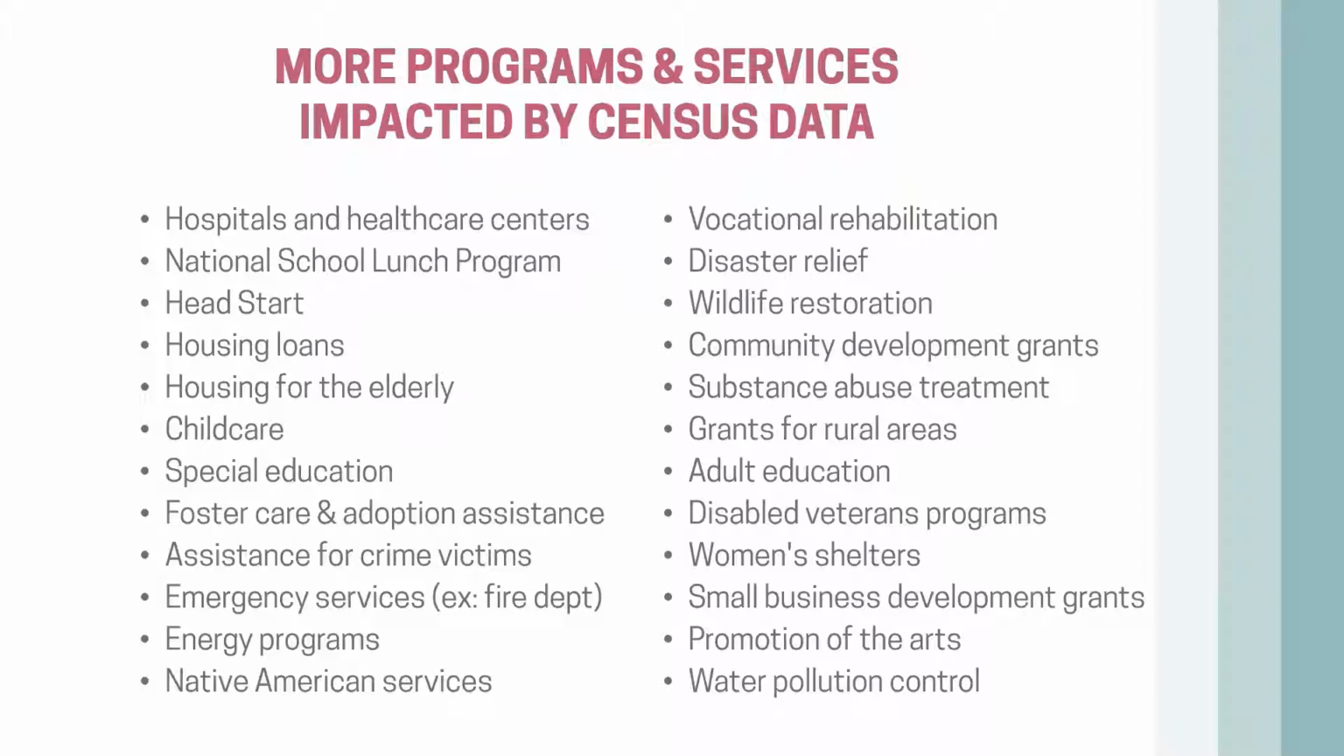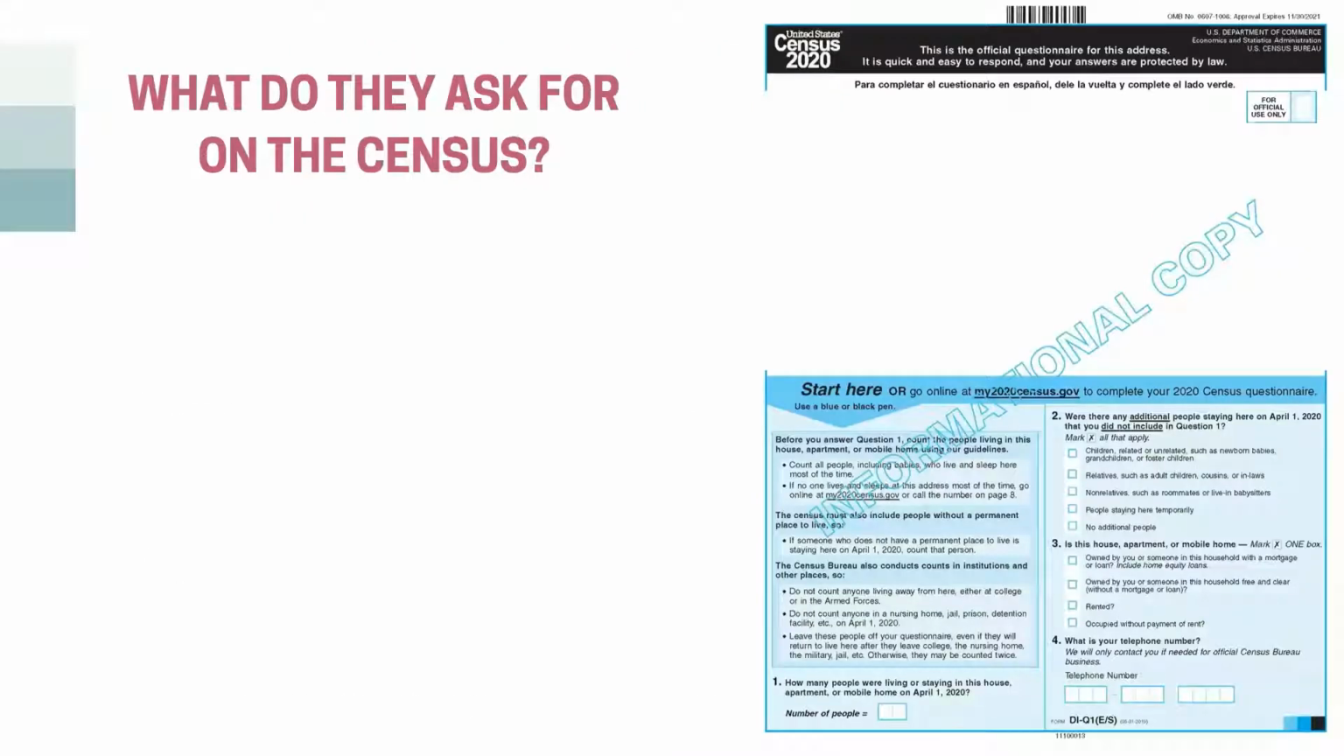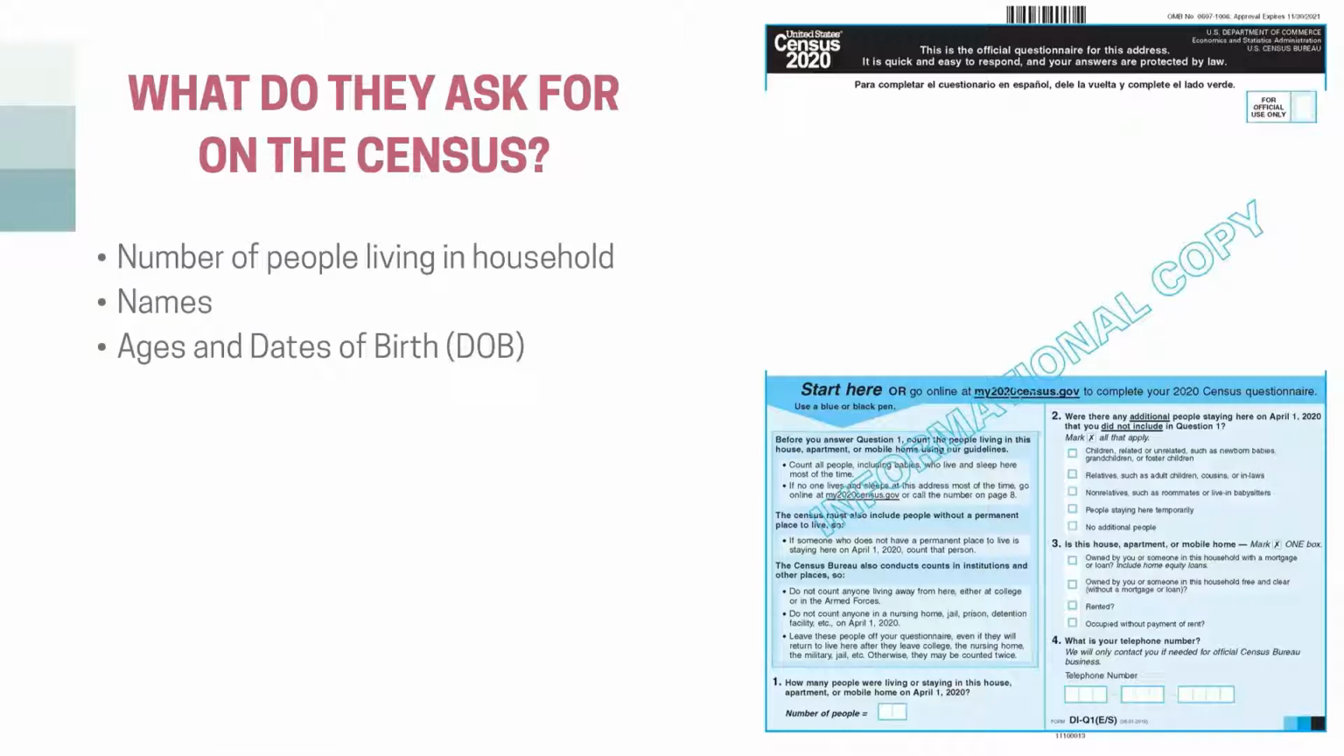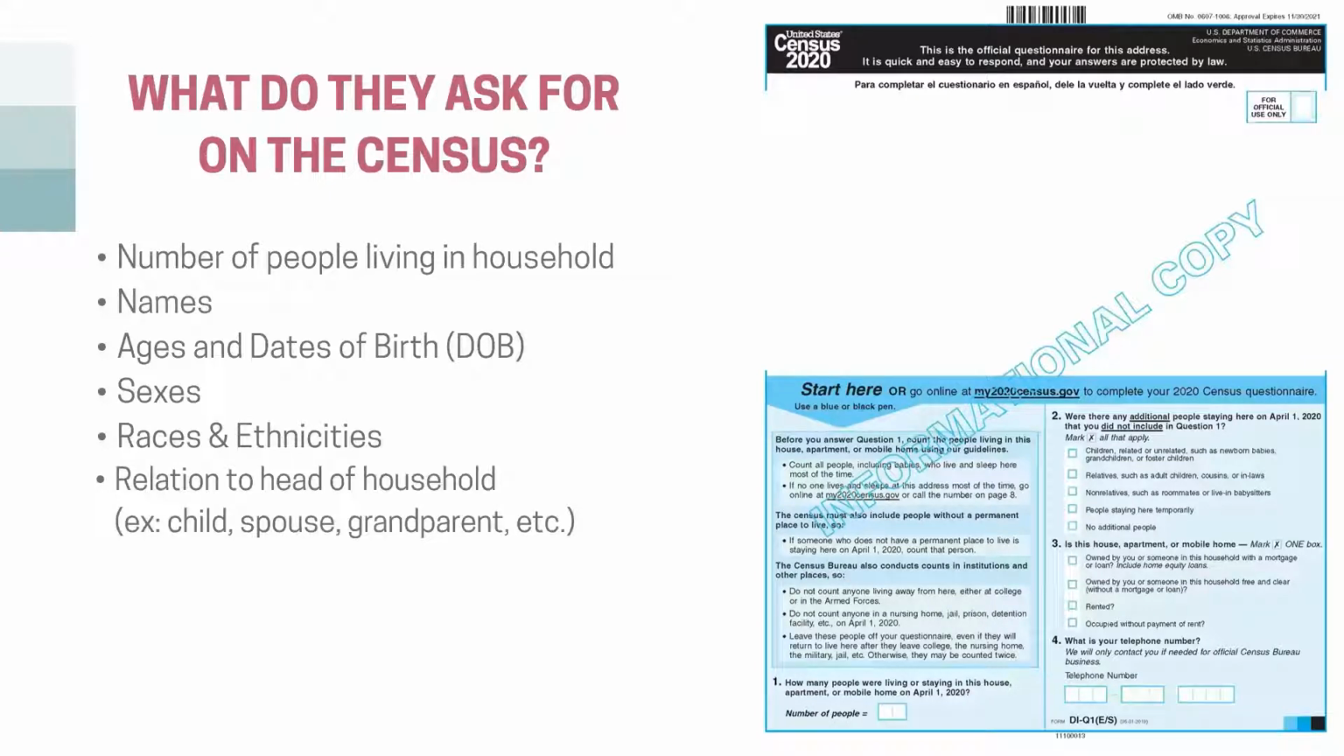And so what do they ask for on the census? This is what the census questionnaire looks like. You likely received a copy of this in the mail. And they ask for the number of people living in the household with their names, age and date of birth, sex, race and ethnicity, as well as relation to the head of household. So person 1 on the questionnaire is the head of household, and then person 2 would be, for instance, their child, their spouse, their grandparent, etc.